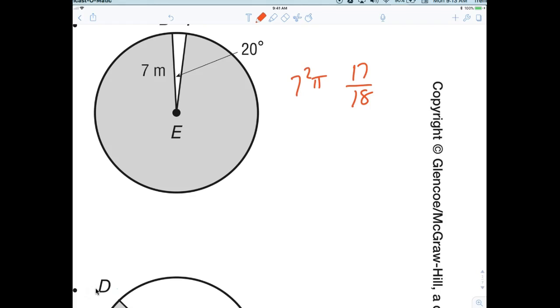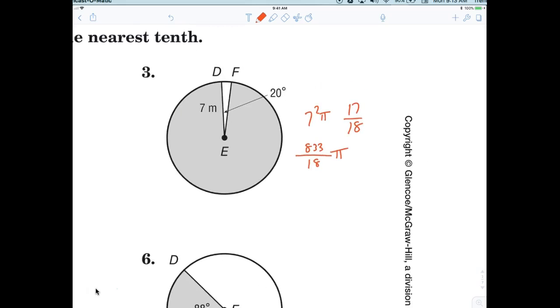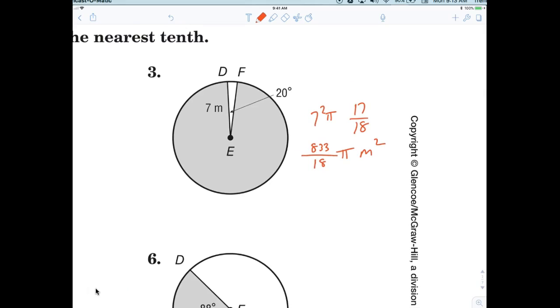Now, does anything reduce on that? No. All right, so now you'd have to say 49 times 17 divided by 18, and I wouldn't even divide it by 18. Somebody tell me what 49 times 17 is. 833. And then 833 over 18 pi, and that would be meters squared.